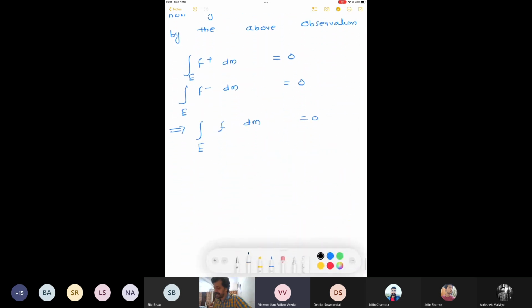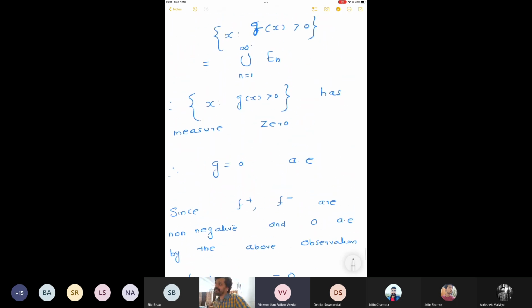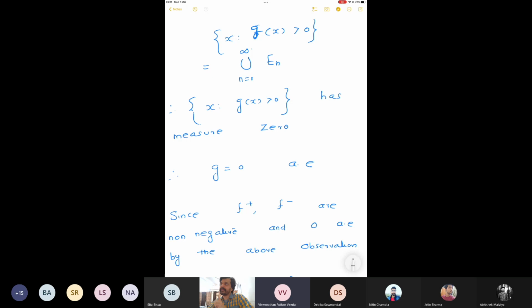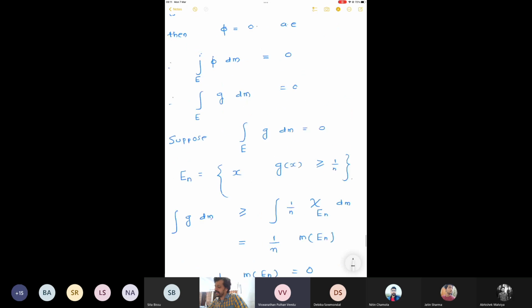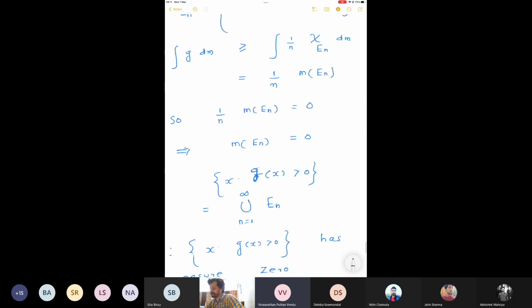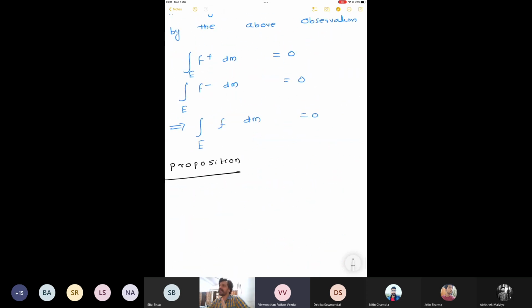The next proposition, again, a simple property of Lebesgue integral. So first we proved linearity property, then we proved the fact that if a function is zero almost everywhere, then its integral is zero. Okay, try to get a counterexample for the converse. That is, integral is zero, but function is not zero almost everywhere. Definitely you cannot work with a non-negative function, because for a non-negative function, integral zero will imply function is zero almost everywhere.